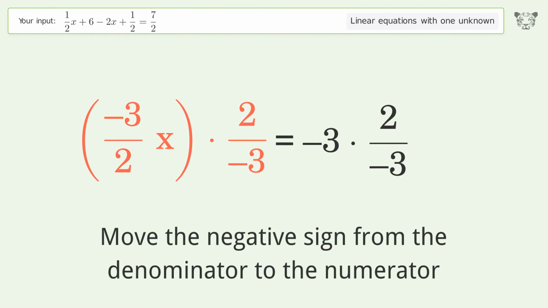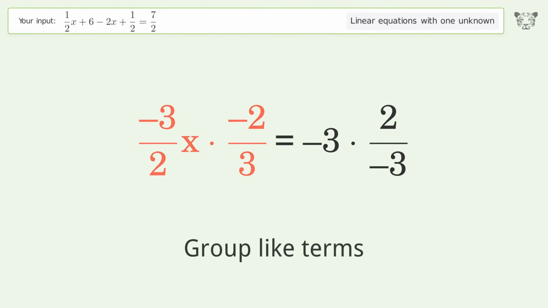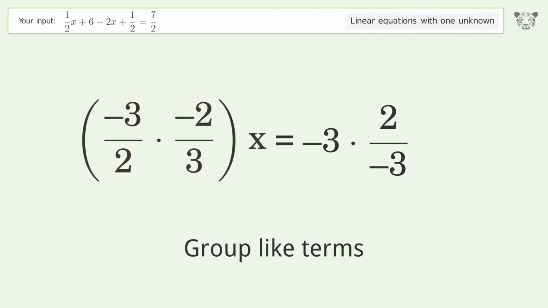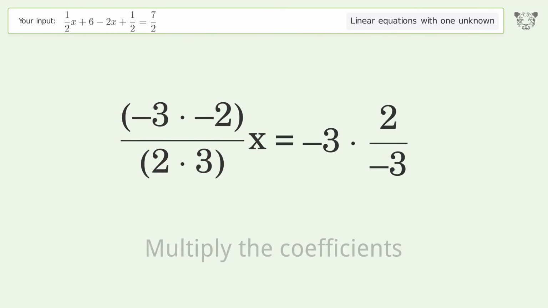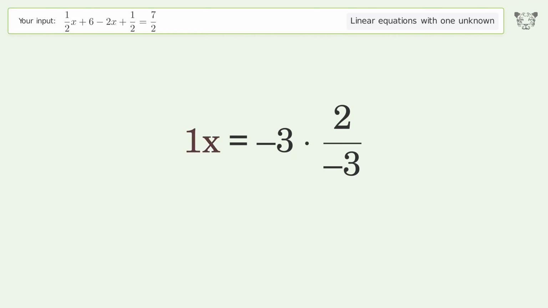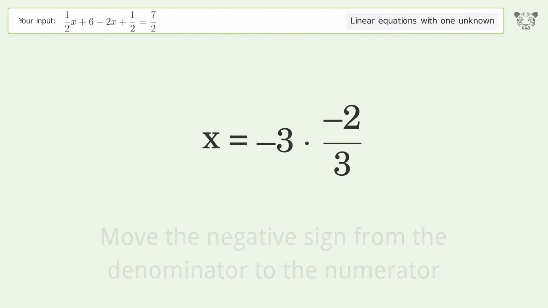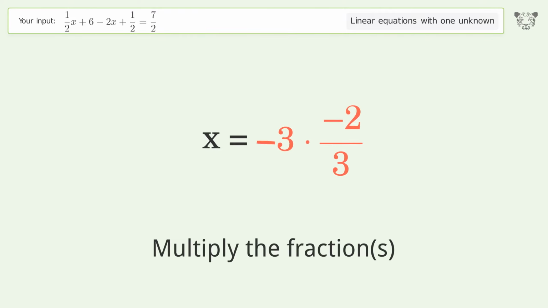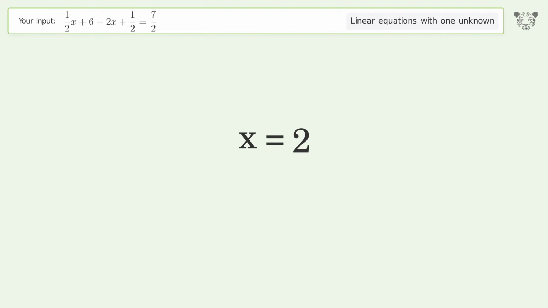Move the negative sign from the denominator to the numerator. Group like terms. Multiply the coefficients. Simplify the arithmetic. Move the negative sign from the denominator to the numerator. Multiply the fractions. Simplify the arithmetic. And so the final result is x equals 2.